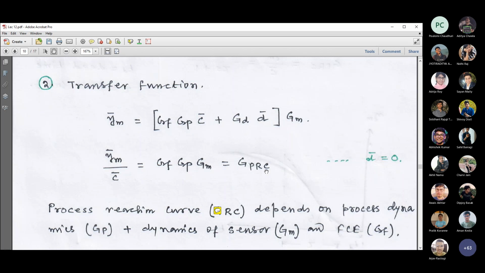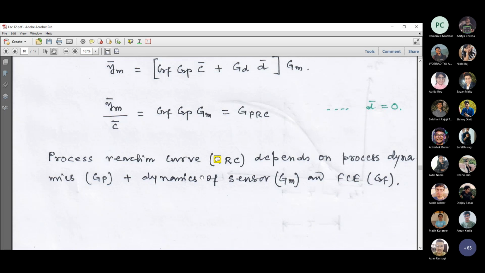And from this equation, it is clear that the process reaction curve depends on three individual transfer functions. One is for the final control element GF, one is for the process GP, and another one is for GM, the measuring device. Fine. The process reaction curve depends on process dynamics GP, dynamics of the sensor GM, and dynamics of the final control element GF.